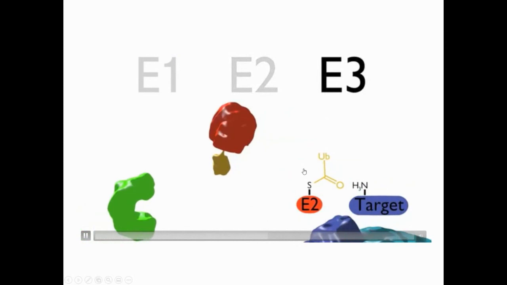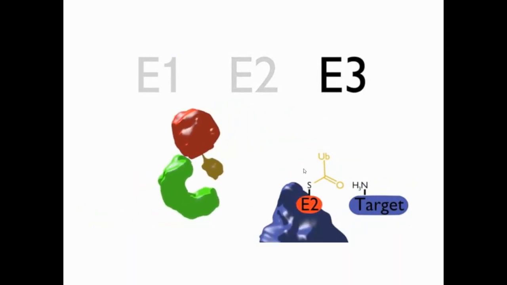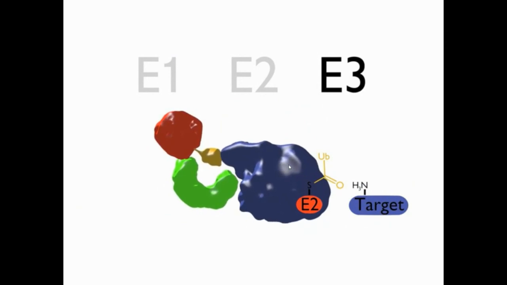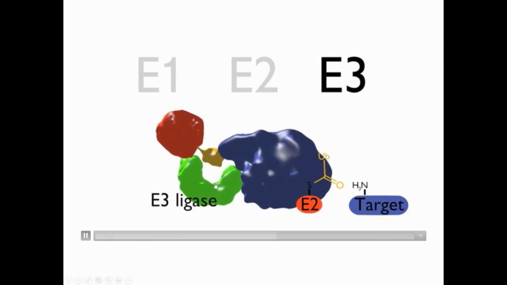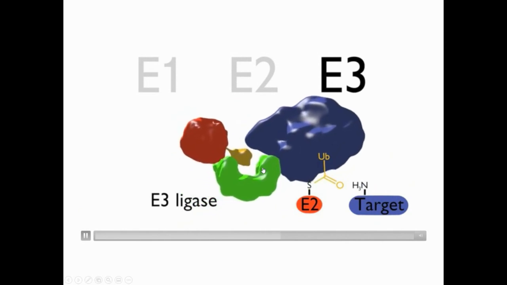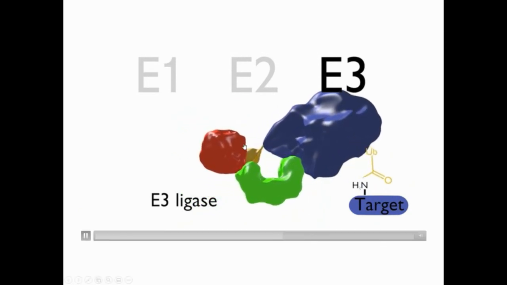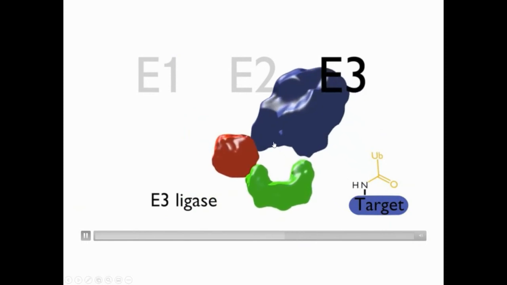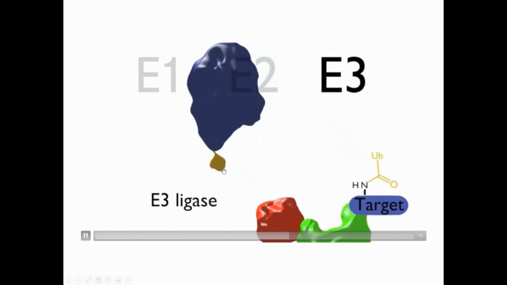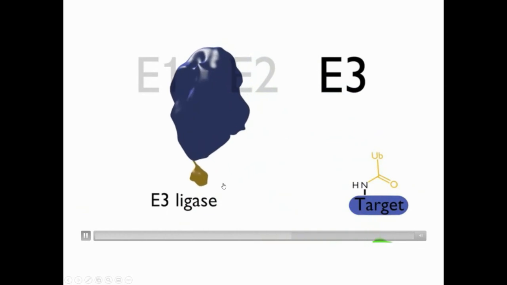In the final step, the ubiquitin is transferred from the E2 to a lysine on the target protein. This step is orchestrated by the E3 ligase, which brings together the ubiquitin-loaded E2 enzyme and the substrate, and helps catalyze the transfer of ubiquitin from the active site cysteine of the E2 to the amino group of a lysine side chain, forming a covalent bond. Multiple classes of E3 ligases catalyze this last ubiquitin transfer step in somewhat different ways.